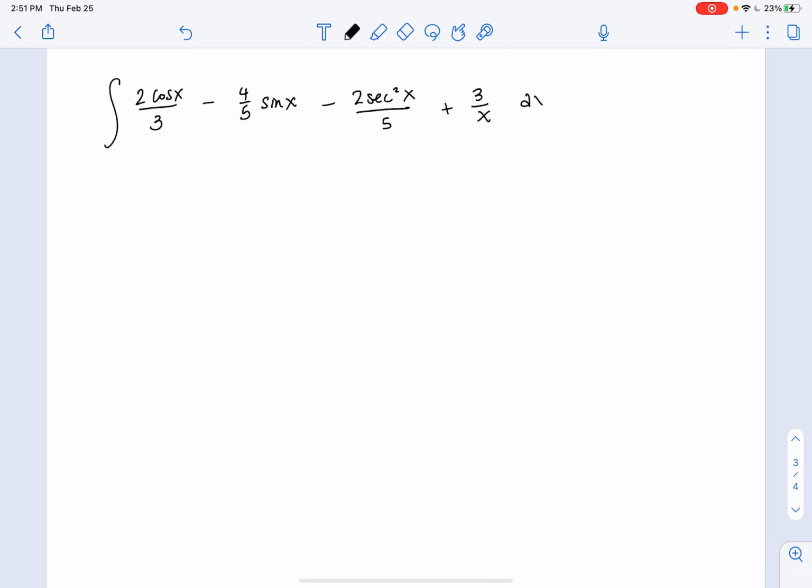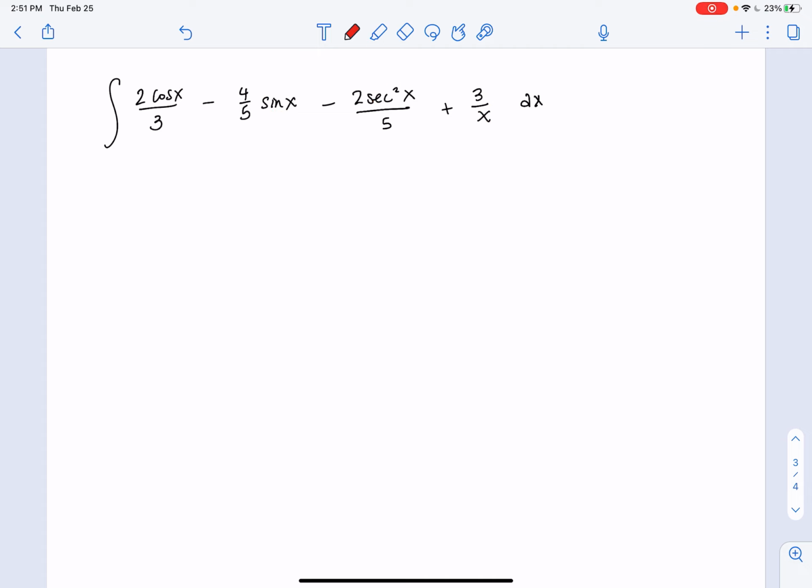Okay, let me make up another problem. Let's say we have the integral of 2 cosine x over 3 minus 4 over 5 sine x minus 2 secant squared x over 5 plus 3 over x dx. Alrighty, so we recognize some familiar stuff here, right?